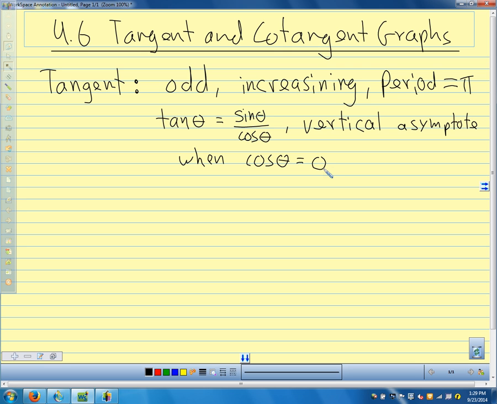So the point 0, 1. So what is our theta value? What is our angle at 0, 1? That's our angle, pi over 2. And then we get another cosine is 0 again, down here at 3 pi over 2. And then again, add another multiple of pi.